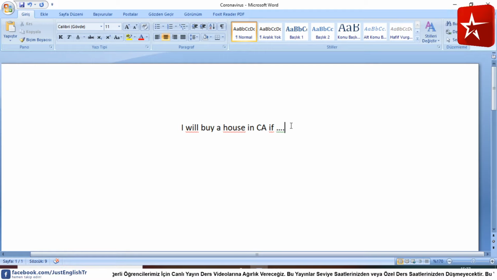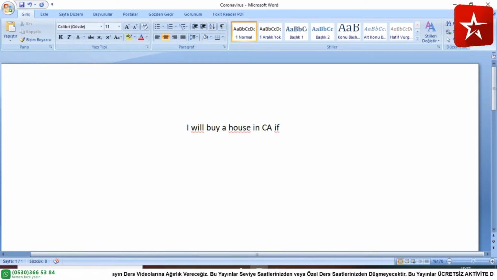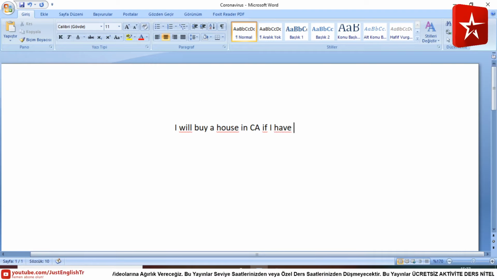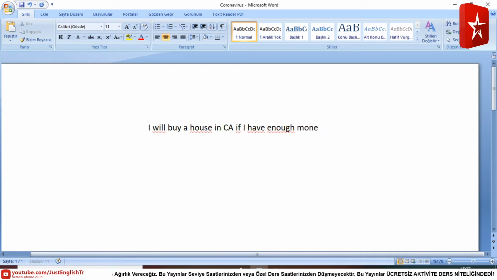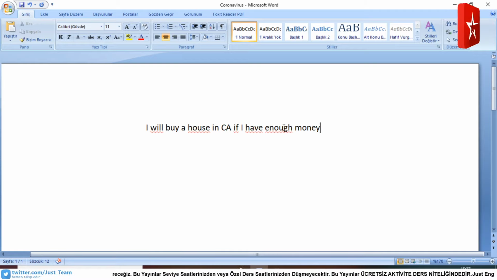We should use a future simple and the present simple. On the if side, we should use present simple. If I have enough money. Great. If I have enough money, I will buy a house.